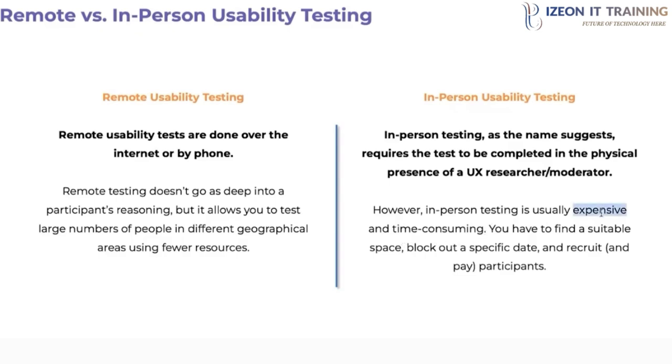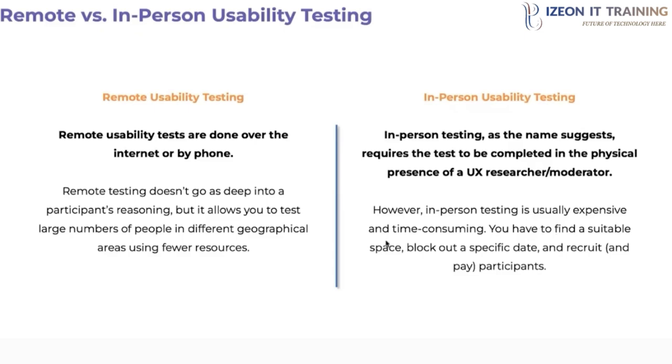Expensive is also because you have to spend on that particular user. You have to arrange for him to come to your place. You have to book the place, and you have to give him something, right? Because he's spending his time. So that's why it becomes expensive and time consuming.